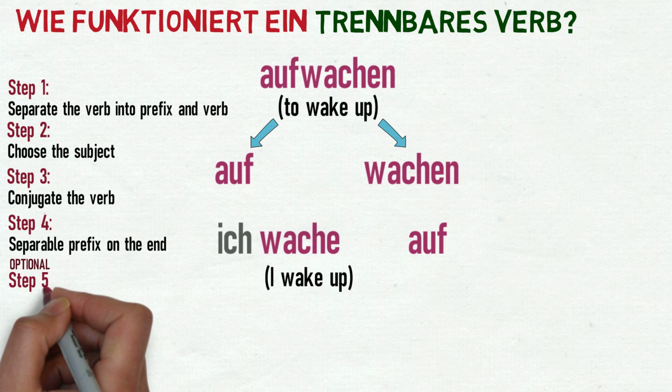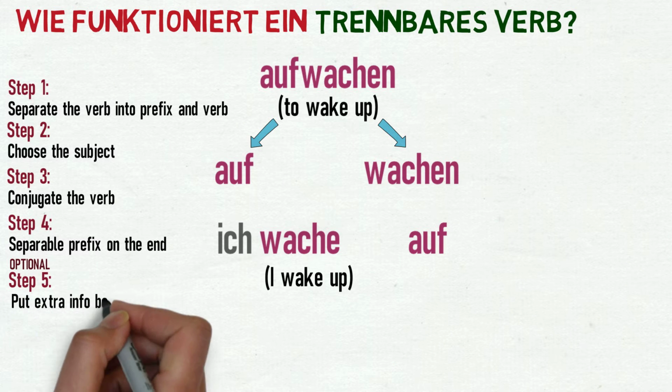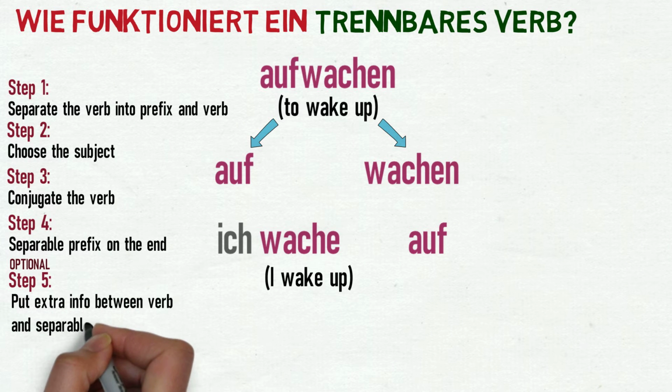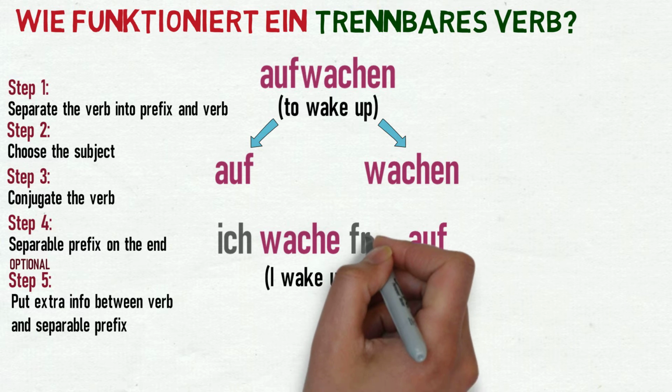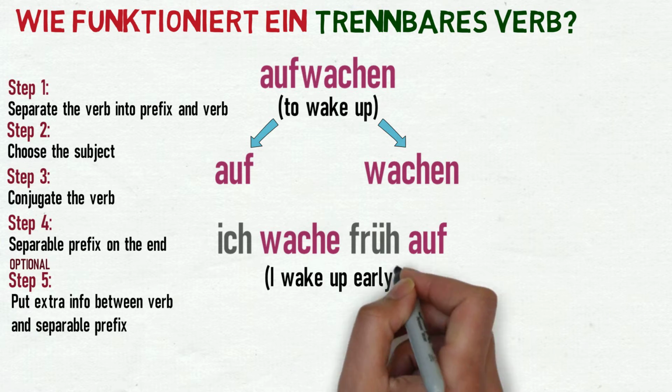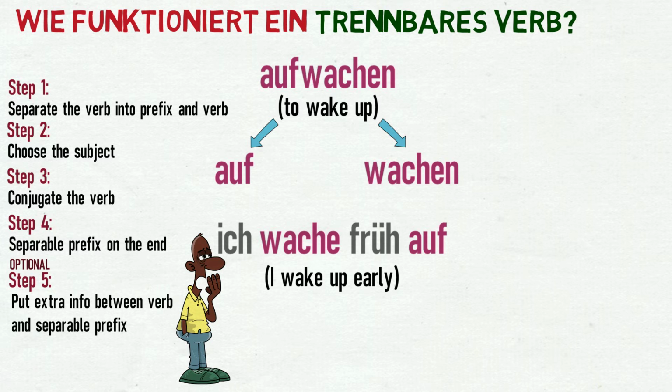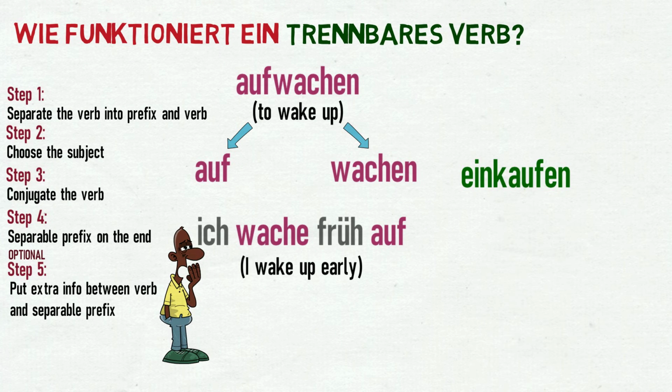If you want to include extra information, that will go between the verb, which has to be in the second position, and the separable prefix, which has to be at the end of the clause. For example, ich wache früh auf. I wake up early. Let's have a look at another example, this time using einkaufen, to shop.